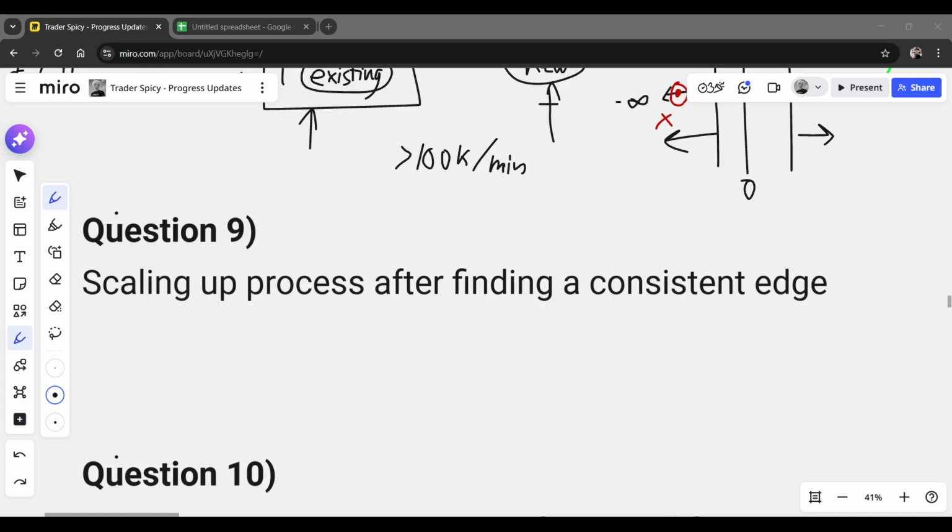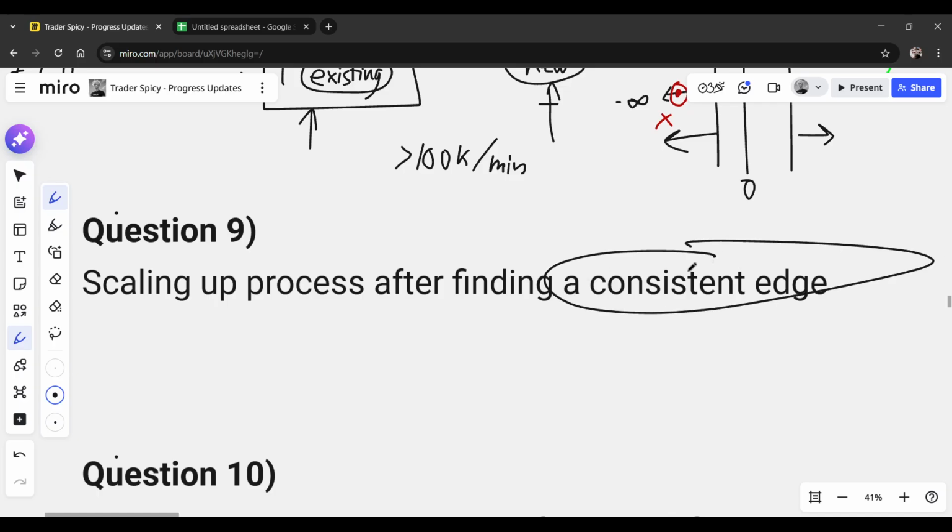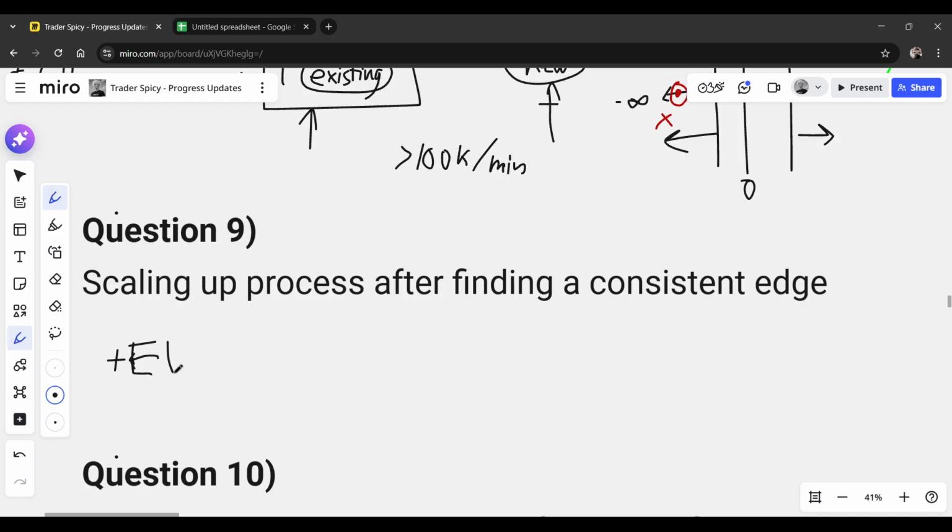What is the scaling up process after finding a consistent edge? So I'm just going to define consistent edge as this. Were you profitable in the previous 30 trades? If yes, cool, then we've got a consistent edge. If no, then don't have a consistent edge.